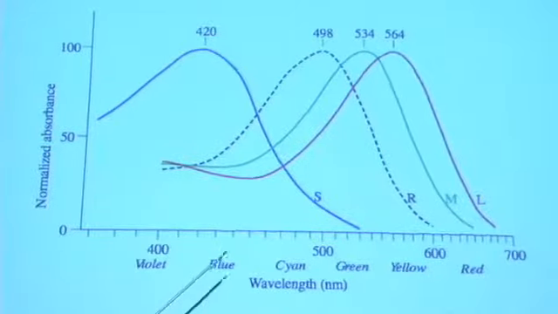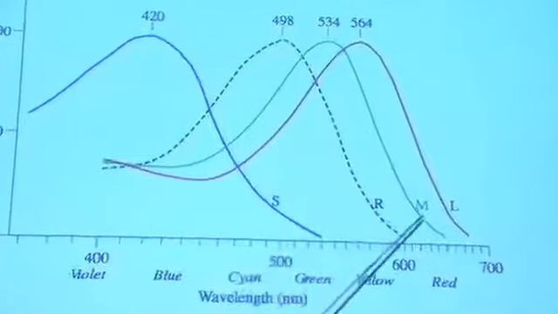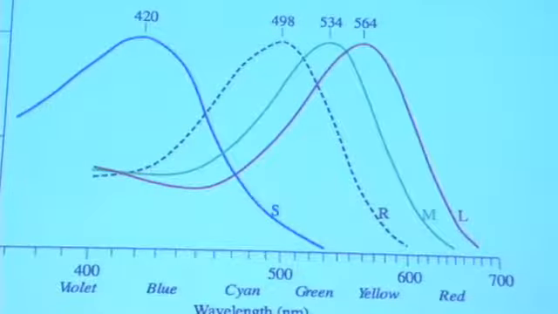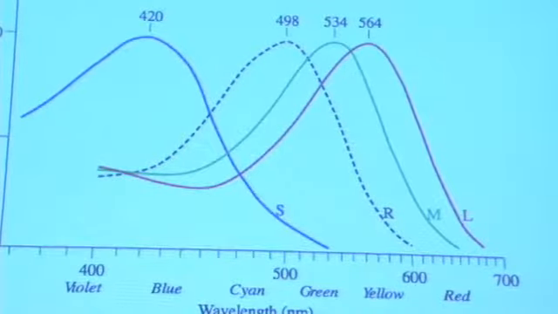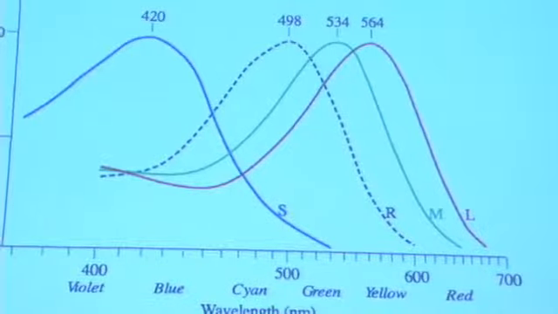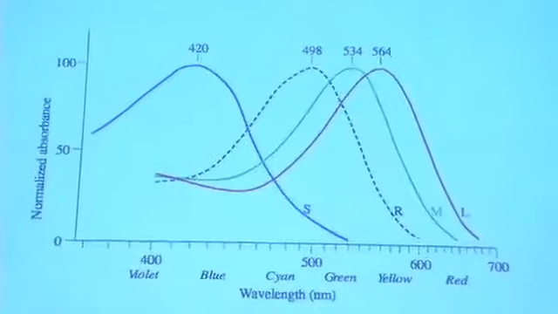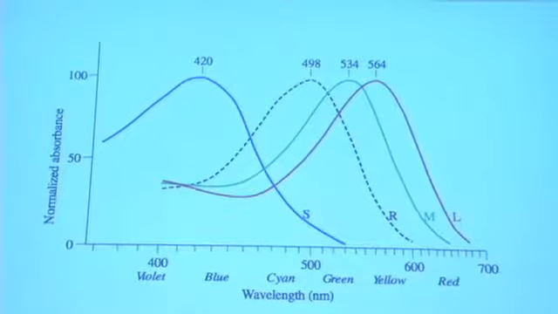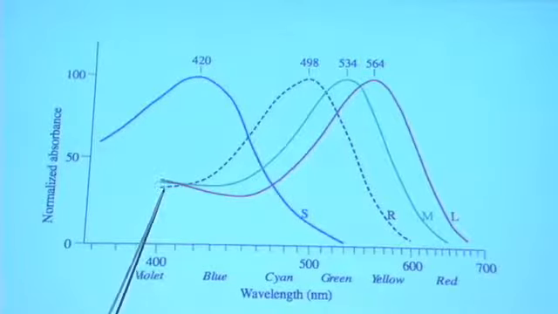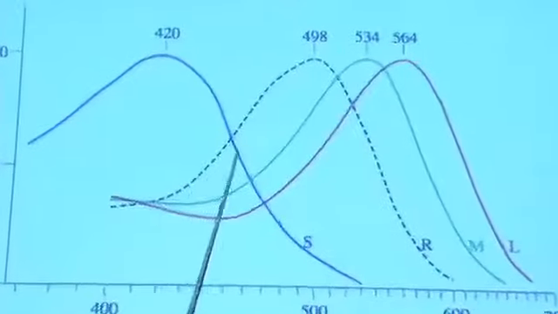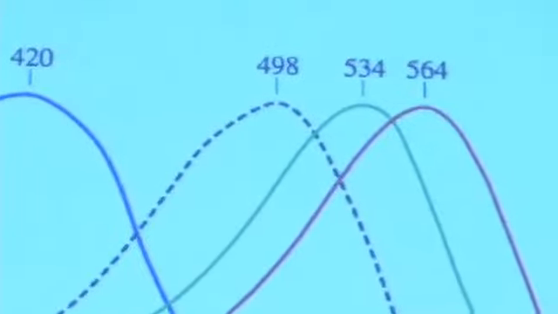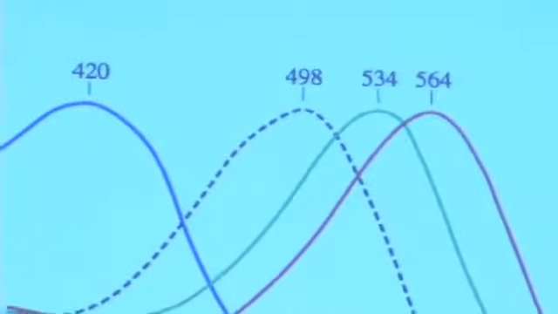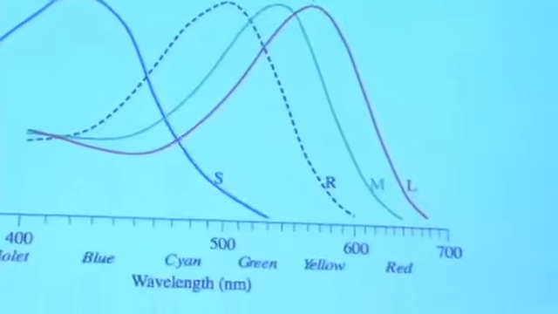So we have three different types, S, M, and L cone cells, referring to small, medium, or long wavelengths. And then we have this dashed line, which represents rods. One of the things that's interesting about this that I didn't actually get to mention last time is that you'll notice that the rod sensitivity peaks at about the cyan wavelength, but it drops off to pretty much zero at a very pure red light.